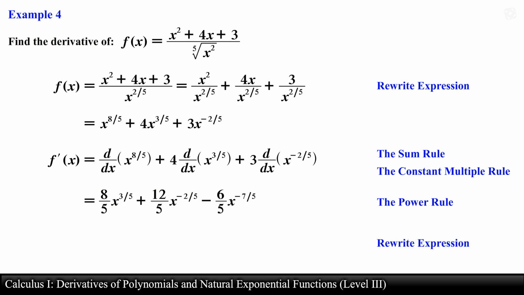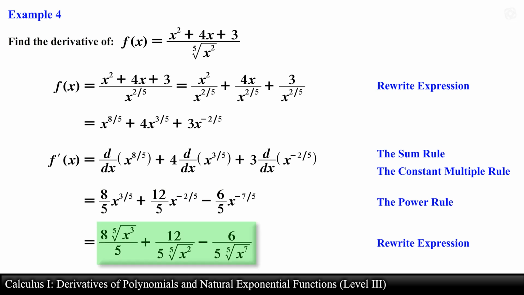Lastly, you can simplify the expression by rewriting the fractional powers into radical expressions, obtaining the final derivative, which is equal to 8 times the fifth root of x cubed over 5 plus 12 over 5 times the fifth root of x squared minus 6 over 5 times the fifth root of x to the power of 7. It is key that you rewrite functions into derivative-friendly forms before you attempt to find the derivative of the function. Alright, let's go over the final example.